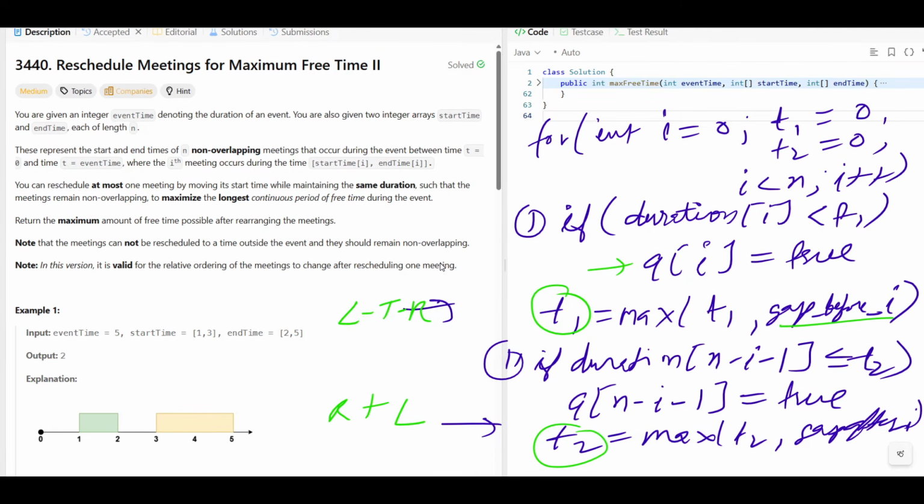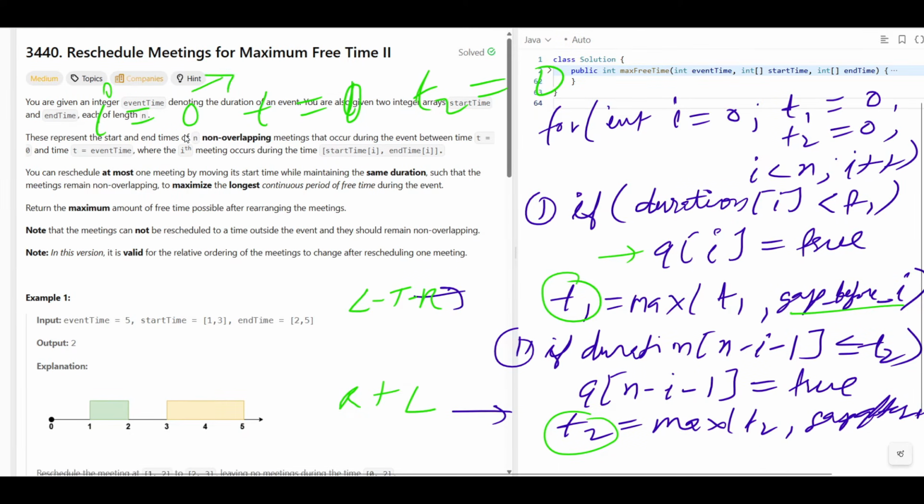Okay, so let's understand. Let's suppose we'll take i equal to 0, t1 equal to 0, and t2 will also be 0. So what we are trying to do here is make i go from 0 to n minus 1, correct? Give me one second, this is a little light. So we'll go from 0 to n minus 1. The loop index is from 0 to n minus 1, right?